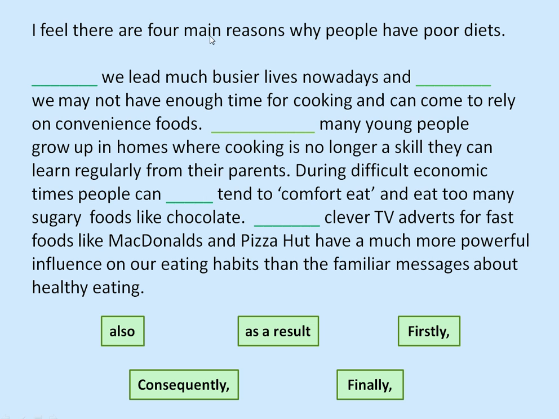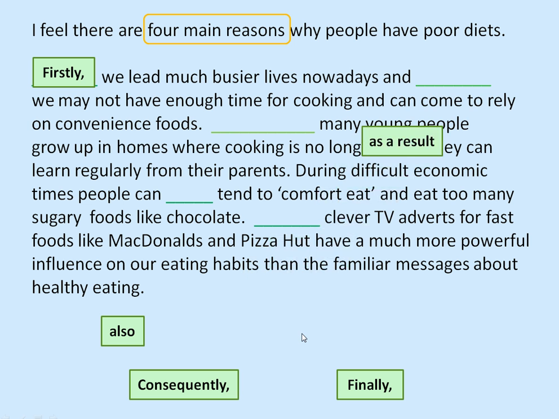So one of the first things that we did was to look at how important it is perhaps to write an introductory sentence. In this case, we decided that there are four main reasons why people have poor diets, and we introduced the first one with a connective. Firstly, we lead much busier lives nowadays, and as a result, we may not have enough time for cooking and can come to rely on convenience foods. We saw how that connective links one idea with the other one.